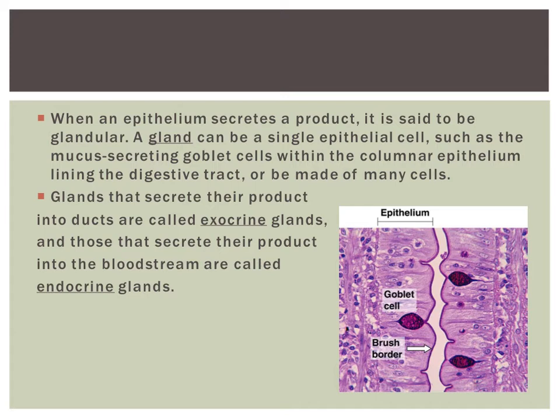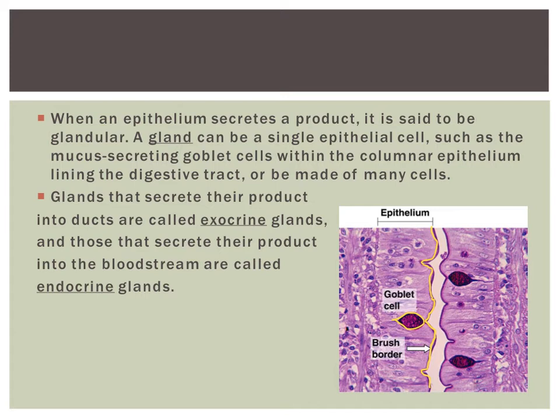So here in this photomicrograph, you can see the epithelial tissue. This is called the brush border, and this is like the top of the tissue, because we're kind of looking at it sideways. And then these are the goblet cells that would do that secreting.